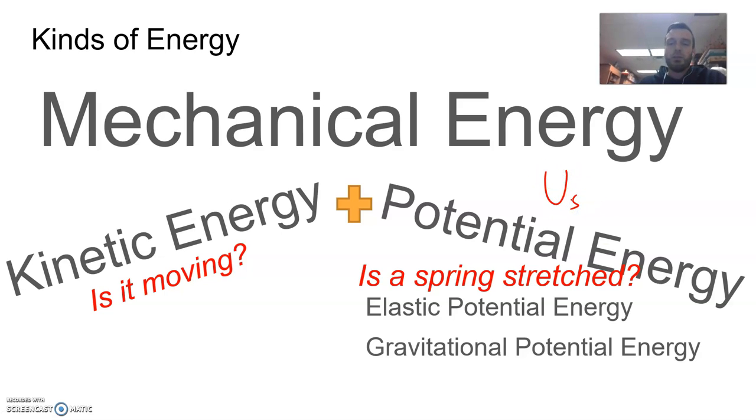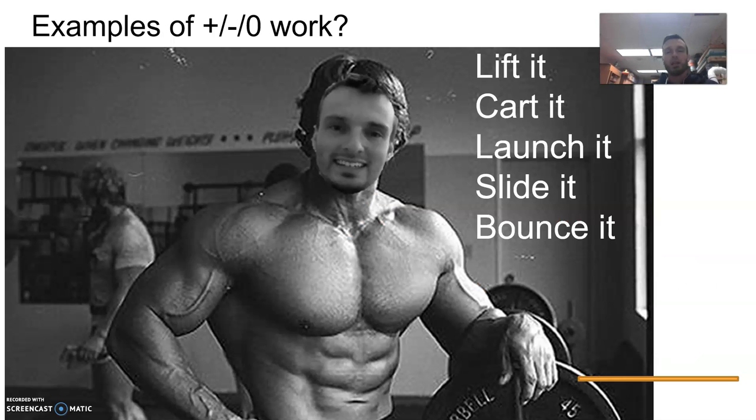And S meaning of a spring. So if a spring is stretched or compressed, then yes, you do have potential energy as far as elastic goes. And if the answer to the question of can it fall is yes, then you have gravitational potential energy. Of course, if you're on the ground, you can't fall, so you have no GPE. So there you go. So let's look at some examples of work.